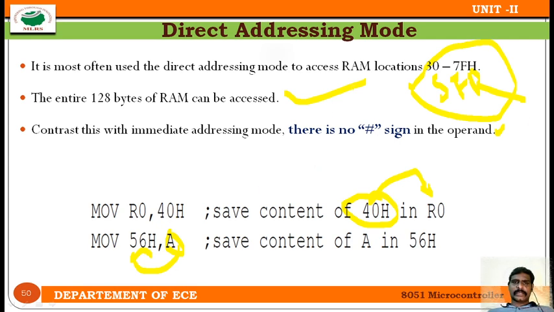So what is the difference between immediate and here? In case of an immediate value, I'm going to use a hash symbol, but here, without a hash symbol, it is used.